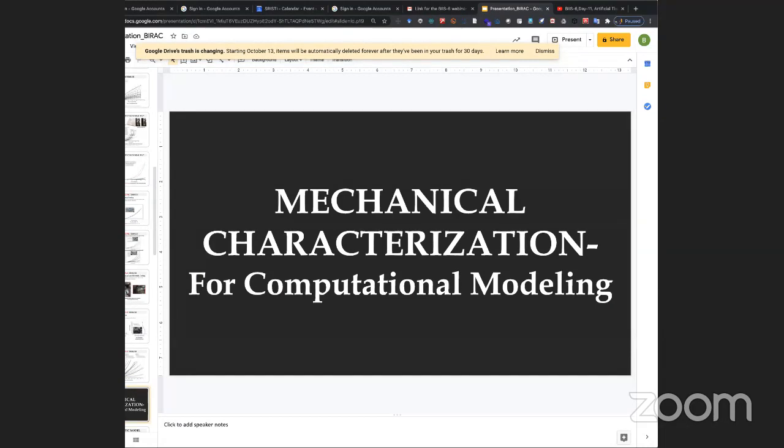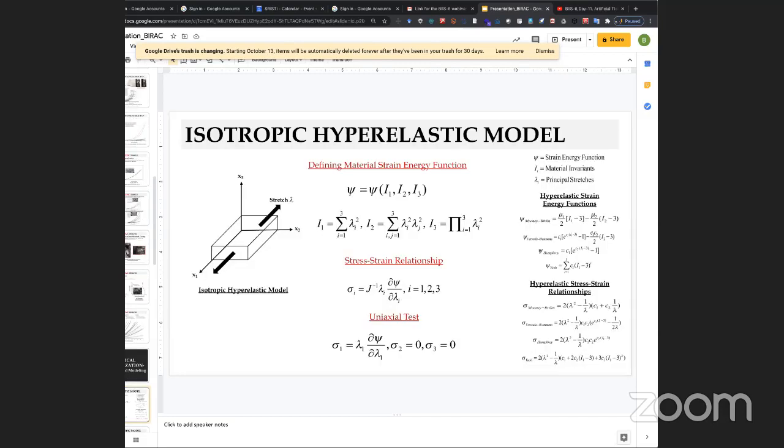Yeah, so we will be talking very briefly on mechanical characterization for computational modeling. This is a subject which is very mathematical. The only reason I'm introducing this to you is to show the depth of mathematical or theoretical research which goes into formulation of an artificial tissue surrogate, or an artificial tissue. How do we actually compare the material property?